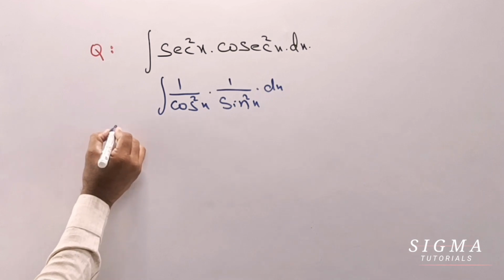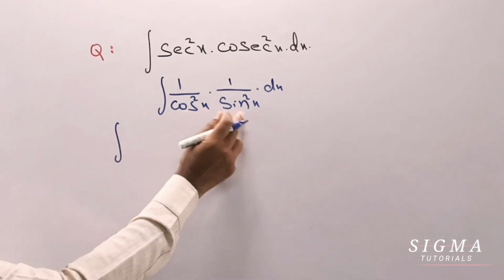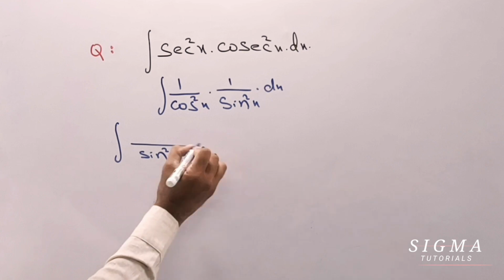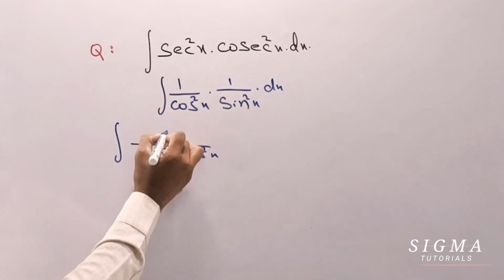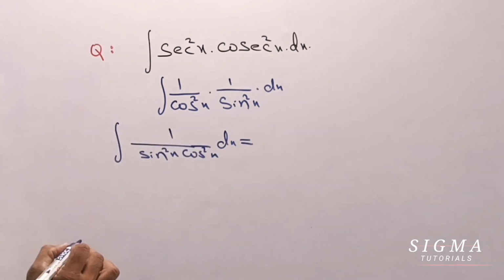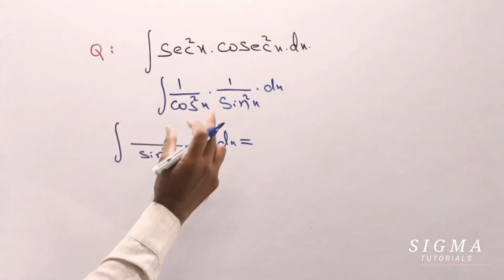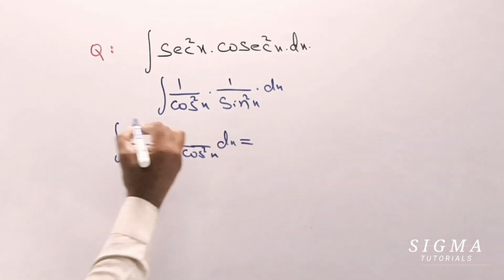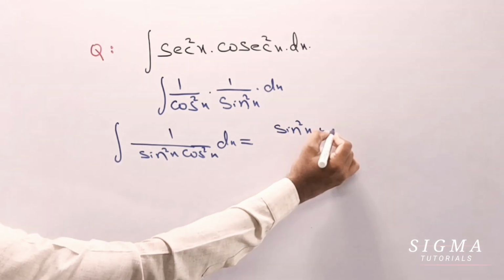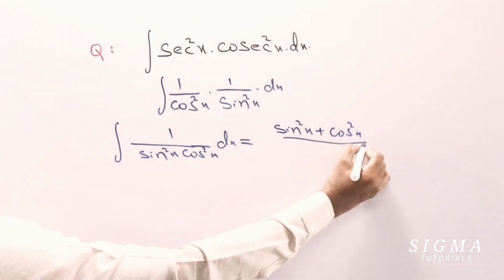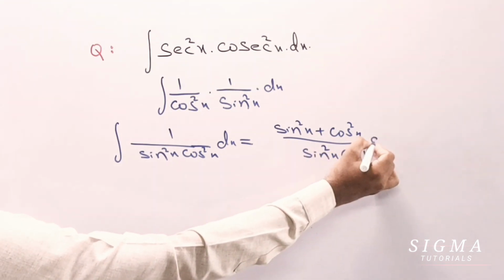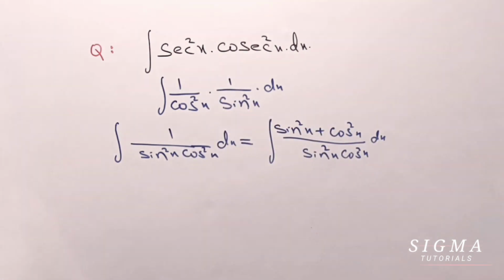In the next step, we will write the integration. If we multiply these two, it will simply be sine square x cos square x in the denominator, and in the numerator it will be only 1, dx. In the next step, 1 can be written as sine square x plus cos square x. So in place of 1, we will write sine square x plus cos square x, in the denominator sine square x cos square x, and at the end we have dx and the integration.